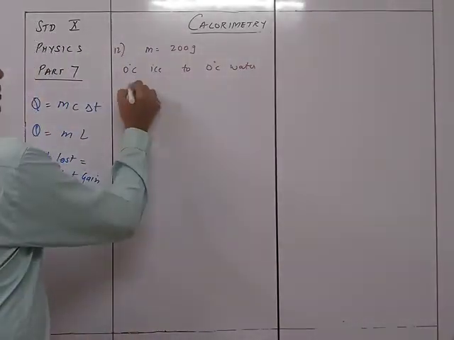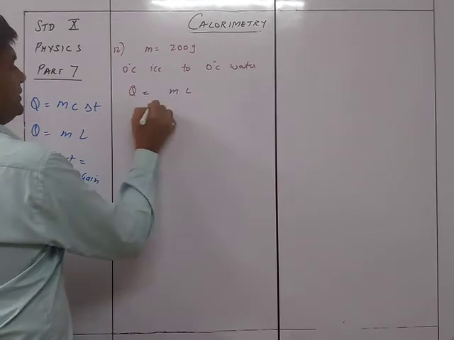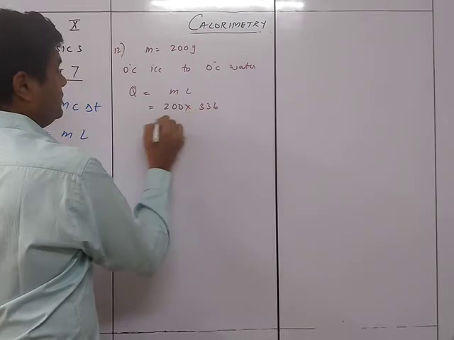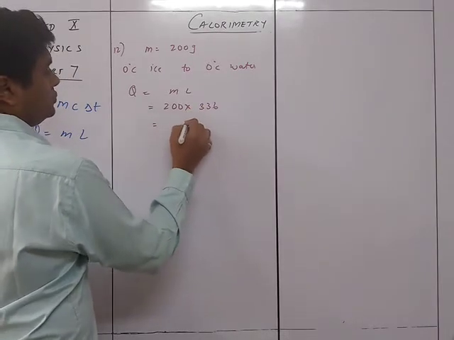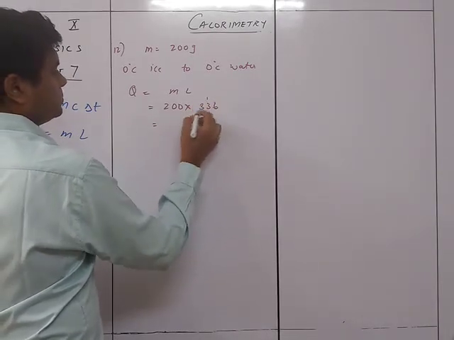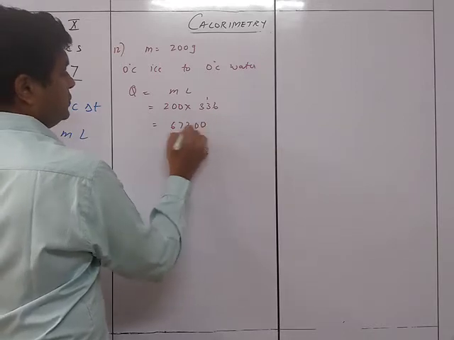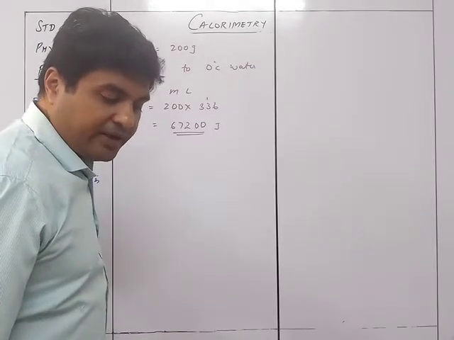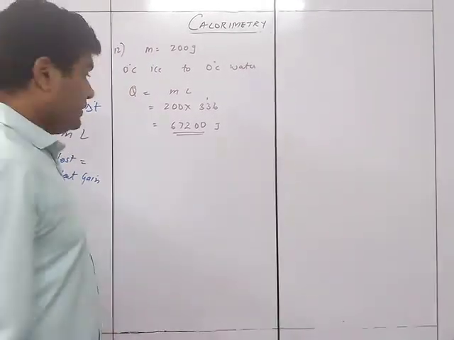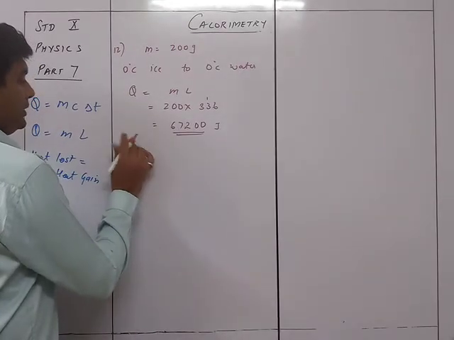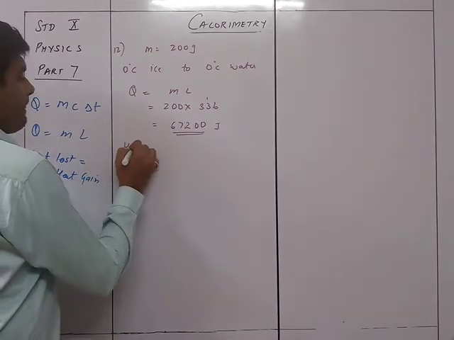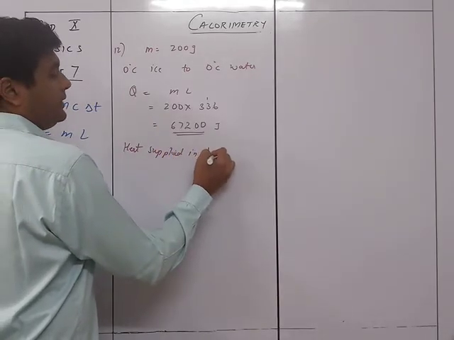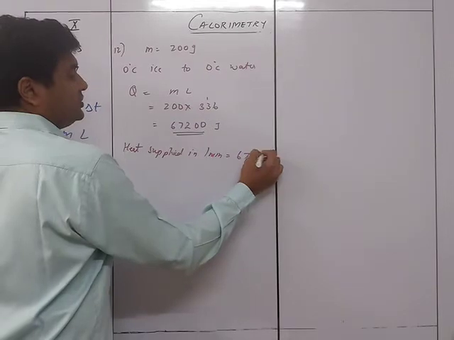So Q is equal to M into L. That will be 200 into 336, which is equal to 67200 joule. That is the amount of heat given. So heat supplied in 1 minute is equal to 67200 joule.